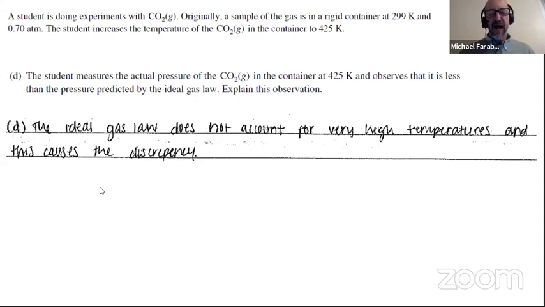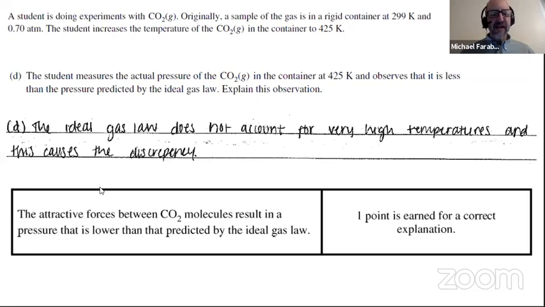So think about how you might have phrased your answer to this question differently. What would cause the pressure observed to be less than that predicted by the ideal gas law? The official answer is that the attractive forces between the CO2 molecules result in a pressure that is lower than that predicted by the ideal gas law.